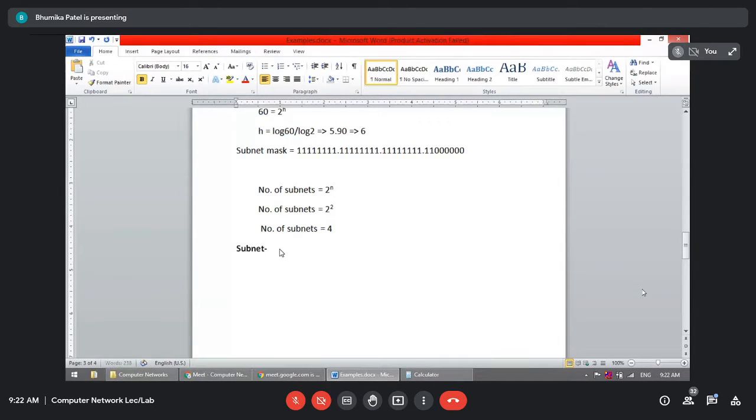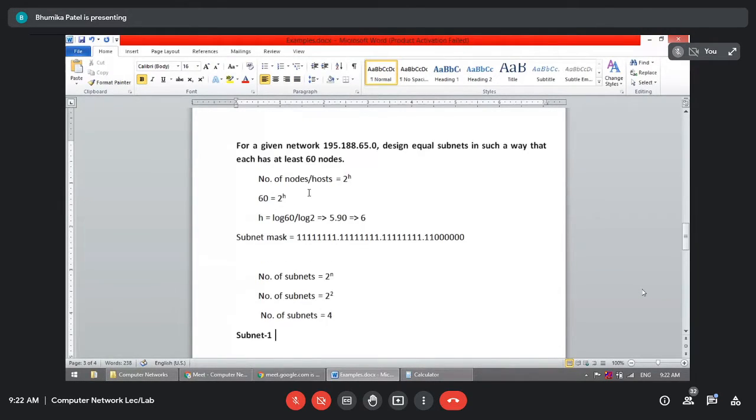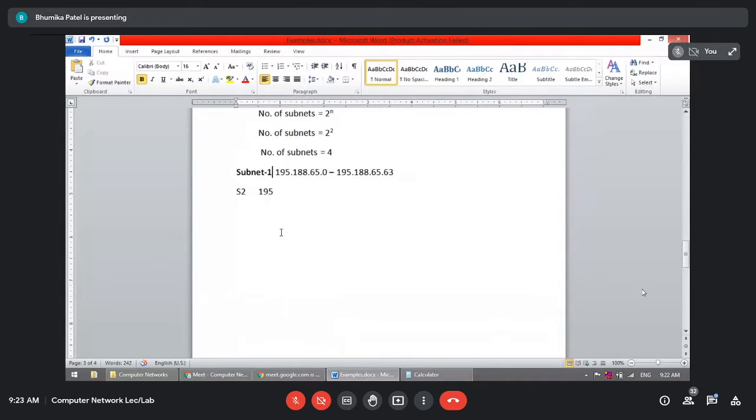So for subnet 1, we are going to take this IP address. Each and every subnet is going to have how many IP addresses? 64. So it will be 195.188.65.0 to 63. Next, subnet 2 is going to have 195.188.65.64 up to 127.